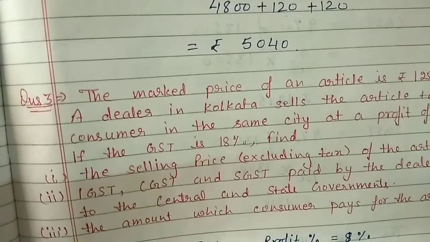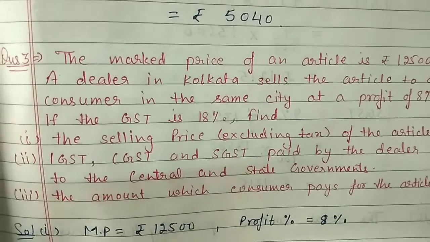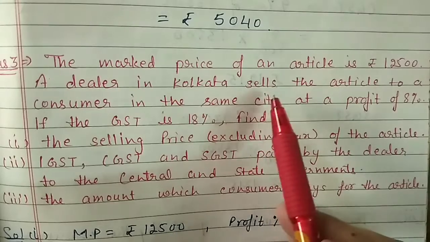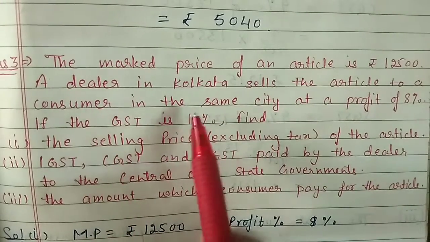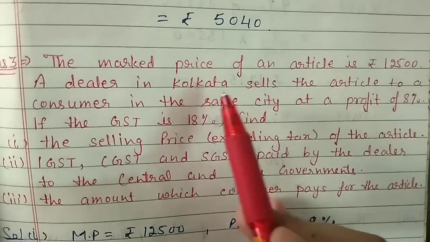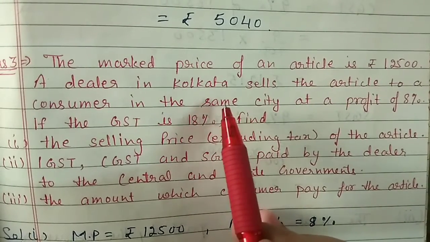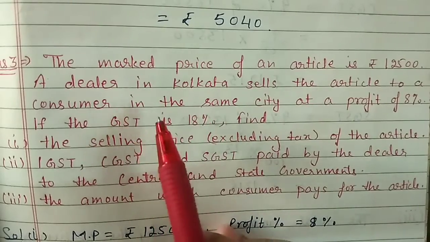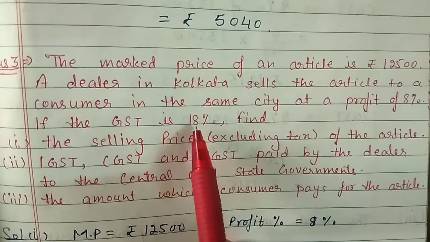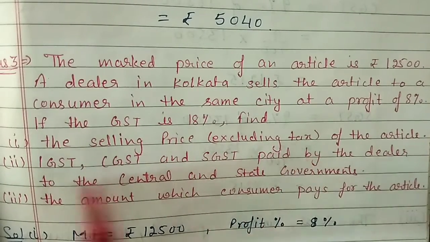Question number 3. The mark price of an article is 12,500 rupees. A dealer in Kolkata sells the article to a consumer in the same city at a profit of 8%. See, same city means intra-state. Half GST will go to the central government, half will go to the state government. If the GST is 18%, find the selling price excluding tax.